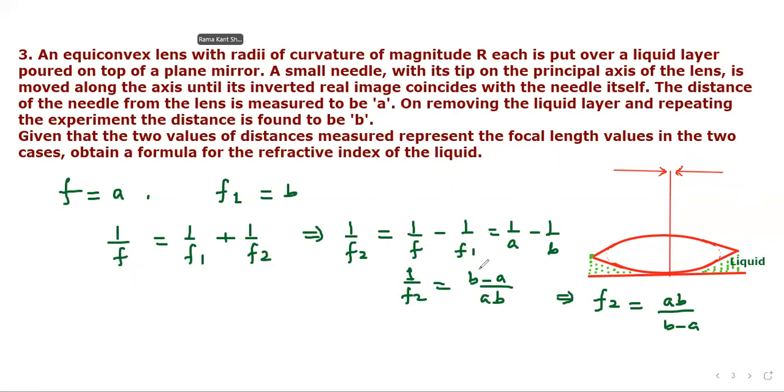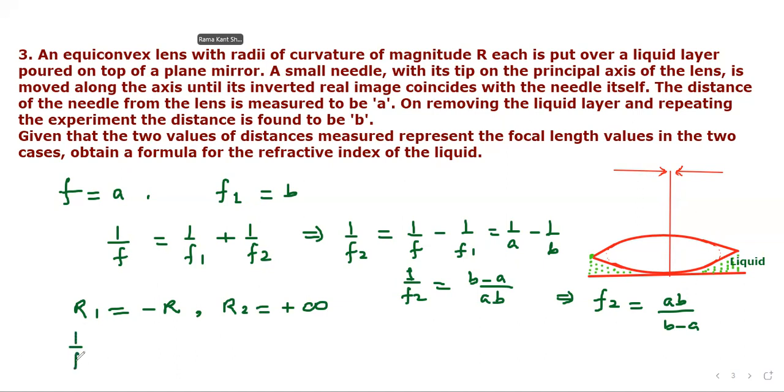Now, the next case is to consider the lens and mirror combination with the liquid. So here the radius of curvature of the first surface will be R1, and R1 will be minus R, and R2 is the plane mirror. So its radius of curvature R2 will be plus infinity. Now we can apply the lens maker's formula.